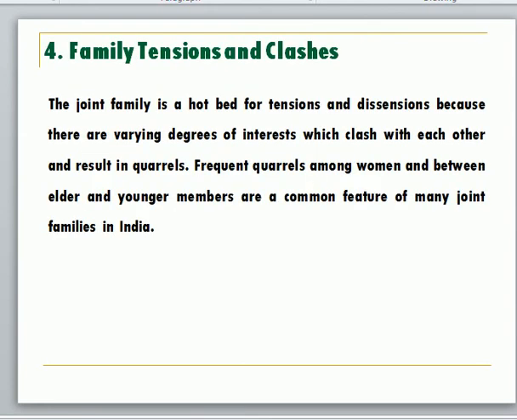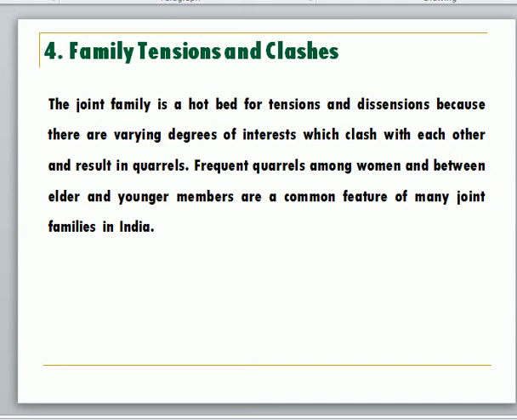Family tension and clashes. Usually in joint families, many problems and much tension arise, with a lot of fighting and quarrels. So the joint family is a hard bed for tension and dissensions, because there are varying degrees of interest that clash with each other and result in quarrels. Frequent quarrels among women and between elders and younger members are a common feature of many joint family systems, even in India, in Pakistan, Afghanistan, and many other places. So that is what specifically causes more tension and clashes in Indian societies.